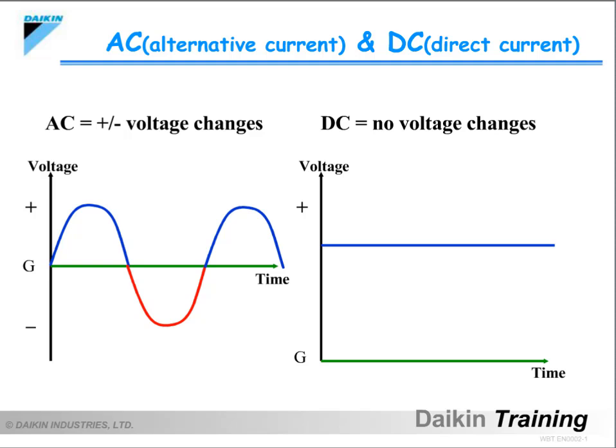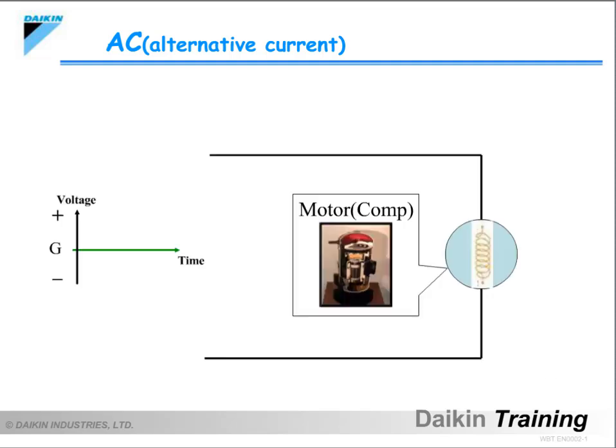AC and DC represent types of power supplies where the former is the acronym for alternating current and the latter, direct current. The commonly used power supply is AC. Let's take a look at the difference between AC and DC.